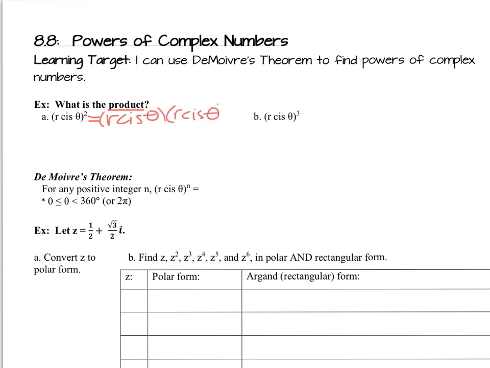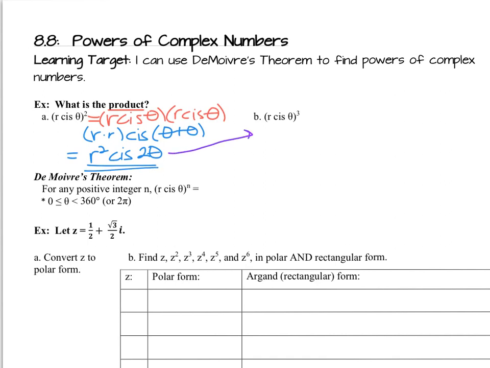And the rule for combining or multiplying in polar form is we take our r values and we multiply them together. And then we write CIS. We take our theta values and we add them. This ends up becoming r squared CIS 2 theta. And that's all you do. That's your product.